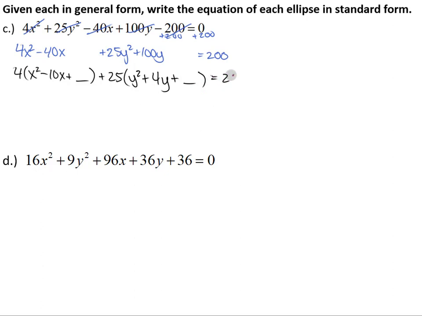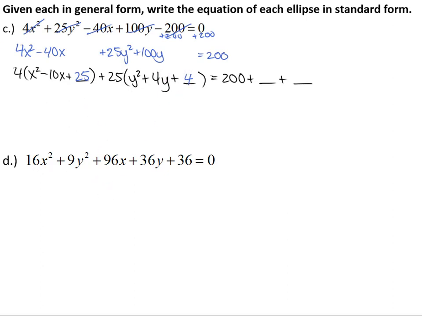Now, just so we don't forget, we're going to have 200 plus blank plus another blank. Our two new values we need to also make sure we add to the right, to keep our equation balanced. So let's complete the square. Remember, it's half of the middle term, half of b, squared. So half of that is -5. -5 squared is 25. Complete the square for y. Half of b would be +2. Squaring it, we get 4.